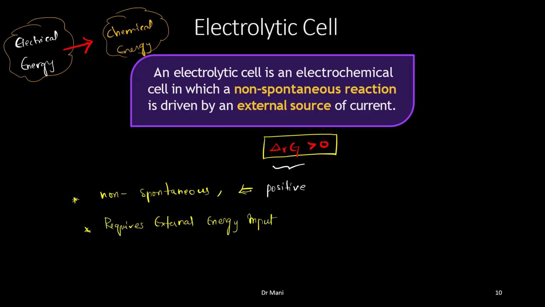And what is the external energy? You can take a battery or power supply. You need to provide a battery or power supply to drive this reaction. And what is the direction of flow? The electrons flow in the direction that forces the non-spontaneous reaction to occur. I'll tell you how it will happen. Just now you understand this much. Is this clear? What is the basic difference between electrolytic cell and the galvanic cell? Yes, sir.